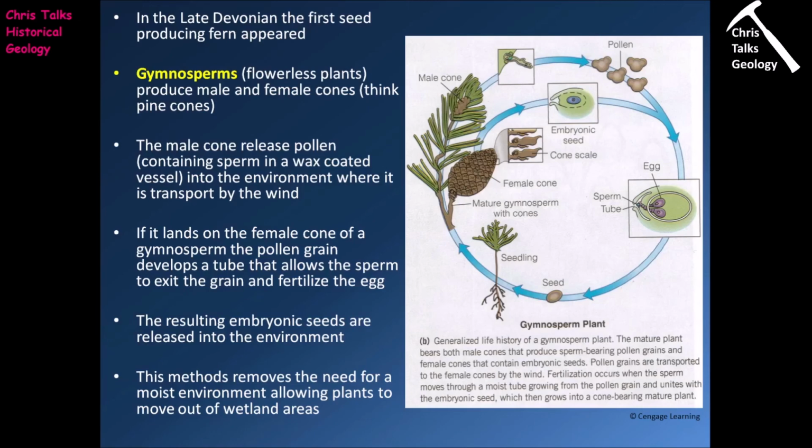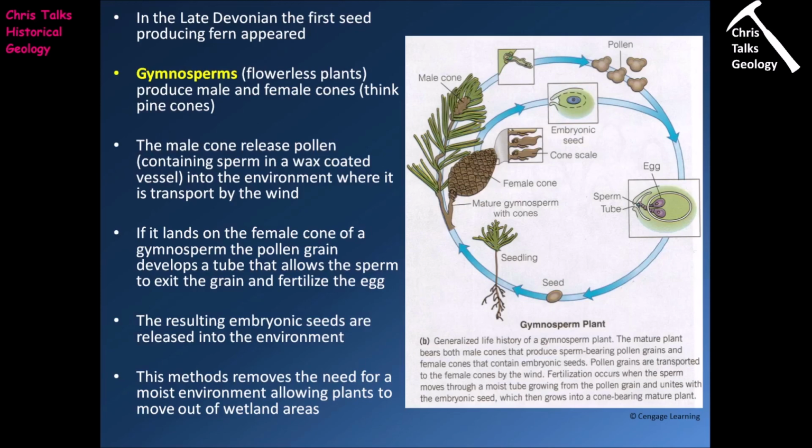Now this is a class of plant which are referred to as the gymnosperms. They are flowerless plants and they produce male and female cones. So think of a pine cone. Now the male cone will release pollen into the air, so that pollen will then be distributed by the wind. Now the pollen is quite interesting because it has a waxy coating on it. This means the male sex cell inside will be less likely to desiccate.